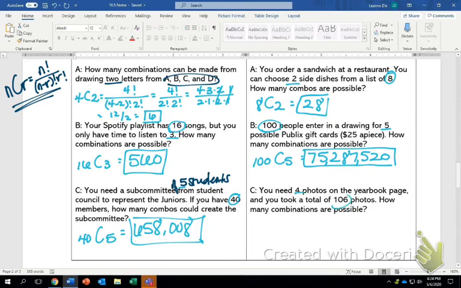So you would say 106 combination 4. Use the calculator to get 4,967,690 possibilities.